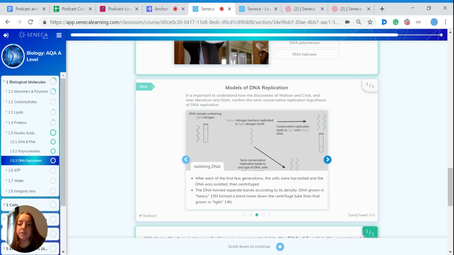After each of the first few generations, the cells were harvested and the DNA was isolated, then centrifuged. The DNA formed separate bands according to the density. DNA grown in heavy nitrogen-15 formed a band lower down the centrifuge tube than that grown in light nitrogen-14.